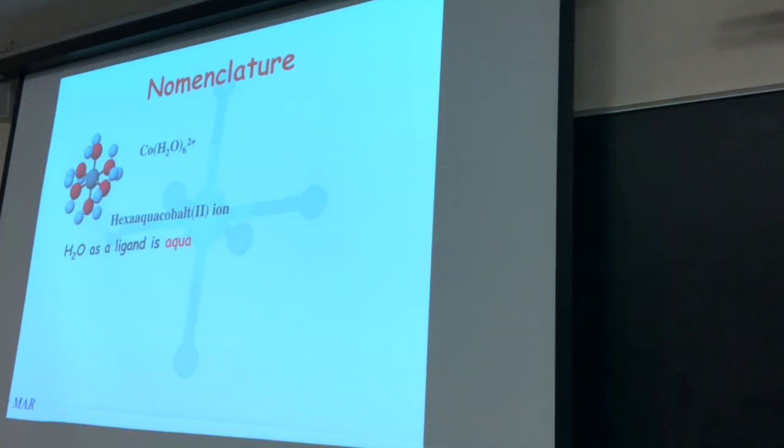So let's break this down. Hexa means six. Aqua, again, is the new name for water as a ligand, i.e. a water connected to a metal. It's cobalt, Roman numeral 2, because, again, cobalt is a variable charge metal. The 2 is the charge in Roman numeral. And, again, it's an ion. It's not neutral. There's a positive charge or a negative charge. That's going to make it an ion. If we had something else with it, maybe nitrates, then we would have a nitrate here. But it's an ion, it has a charge, so we're going to call it something. Questions on that?